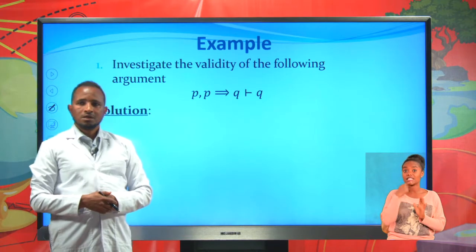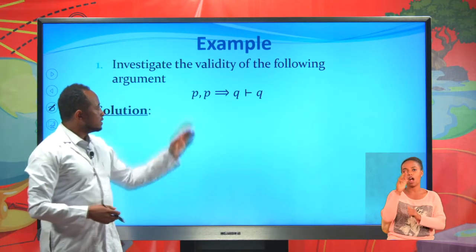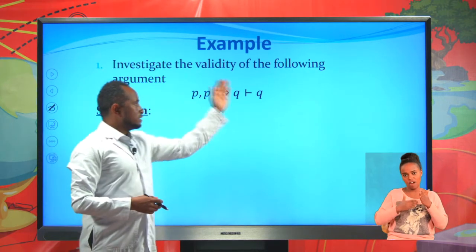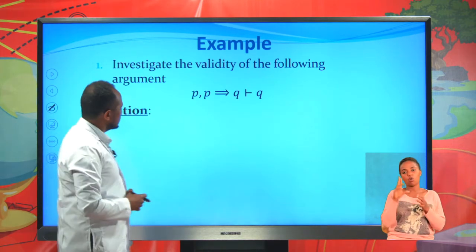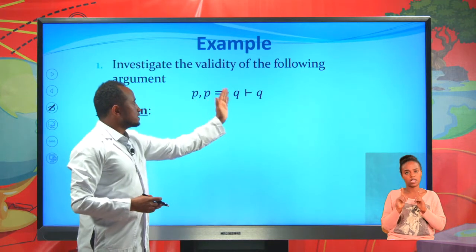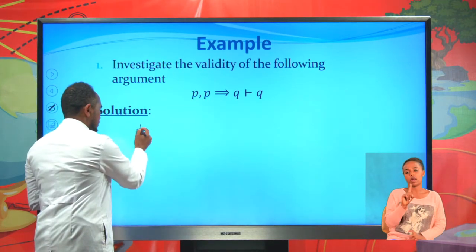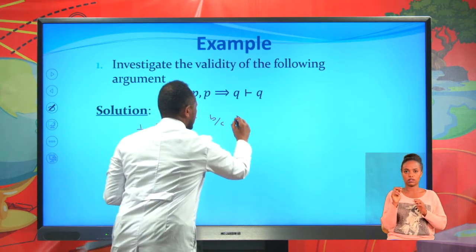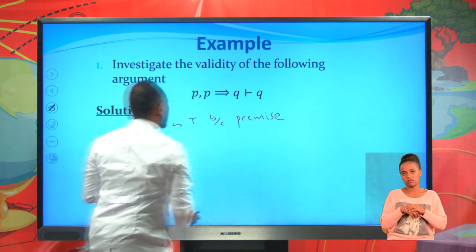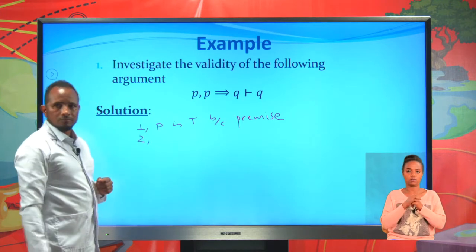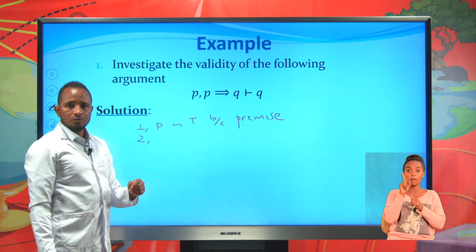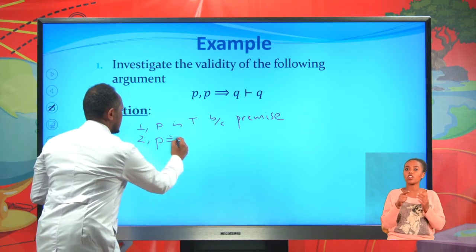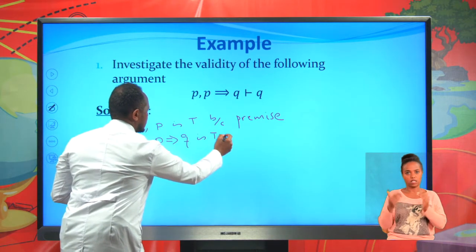Look at this one. Investigate the validity of the following argument: P, P implies Q, yielding Q. The conclusion is Q. To check whether this argument is valid or not, what you do is assume all the premises are true. So, 1. P is true because it is a premise. Second, you also assume P implies Q to be true, because you have to assume all the premises to be true. So P implies Q is also true, with the same reason.